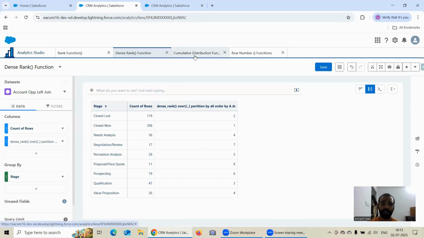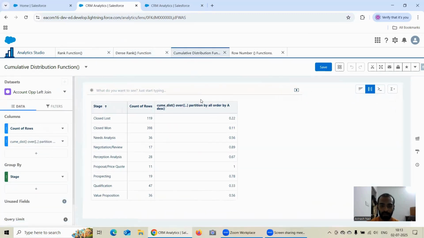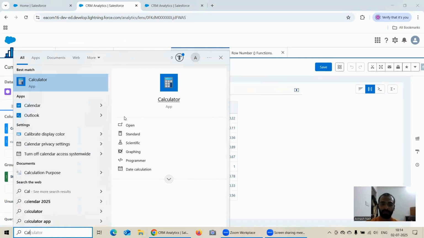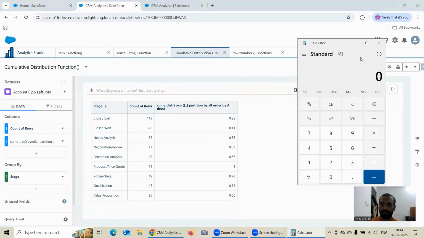Okay. Now, this is the thing about rank and dense rank. They definitely ask you such interview questions, and I hope that is understandable. Now, I will just explain this cumulative function, which I didn't get a chance to in the previous session. So, what is this cumulative function about? For now, what I will do is I will open the calculator to show you those particular things.